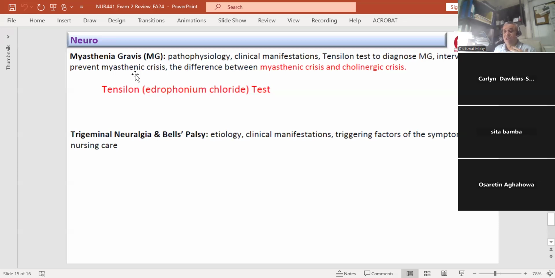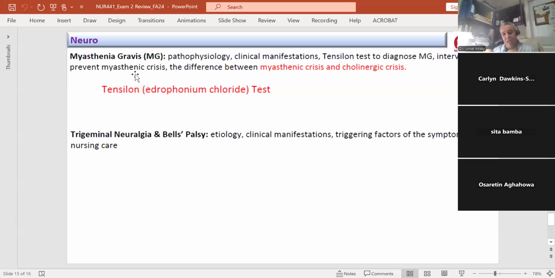Because myasthenic crisis means that they have stopped or haven't taken the drug for some time. So what if you found that they have developed it? You will do the Tensilon test to find out, because you cannot tell purely from manifestations. You can have some idea whether it's cholinergic versus myasthenic, but there are a lot of similarities between these two crises. What would confirm which crisis it is?